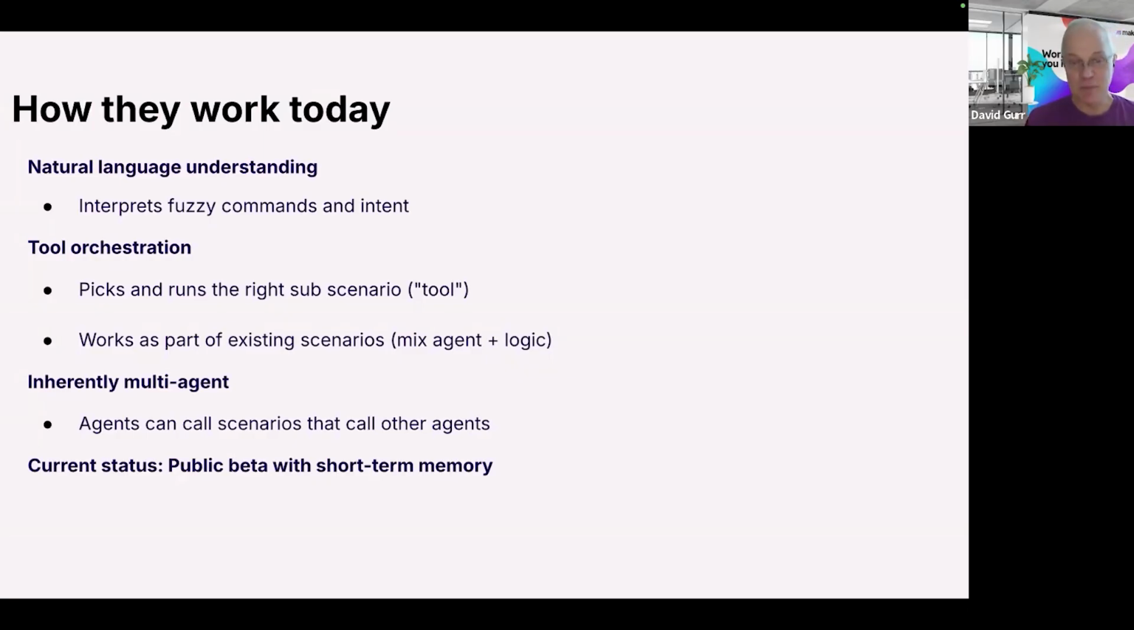You don't need to build a huge parent scenario with lots of branches. And here's the kicker. This all happens inside a Make scenario. That means it can still be triggered by any of the 2,500 apps in our ecosystem. It's not isolated or limited to chat interfaces. And it's also inherently multi-agent. Agents can use sub-scenarios themselves, and those sub-scenarios can include other agents or tools. You get a lot of flexibility without needing to rework your entire setup.